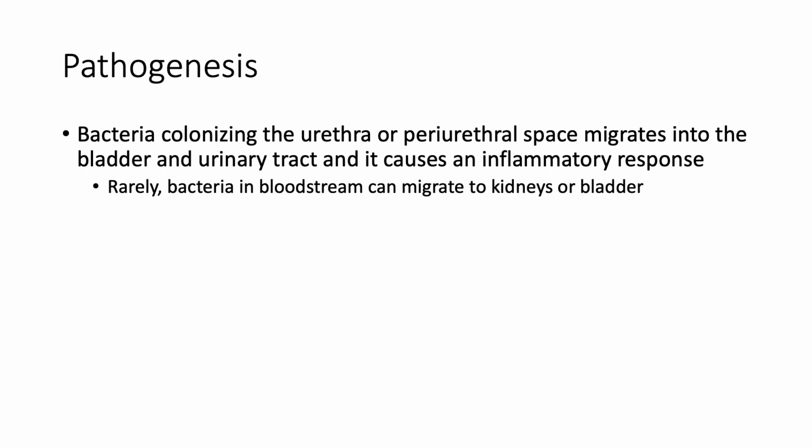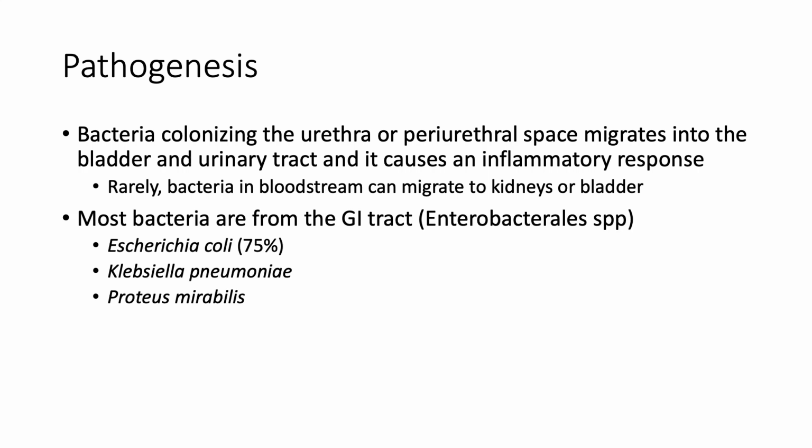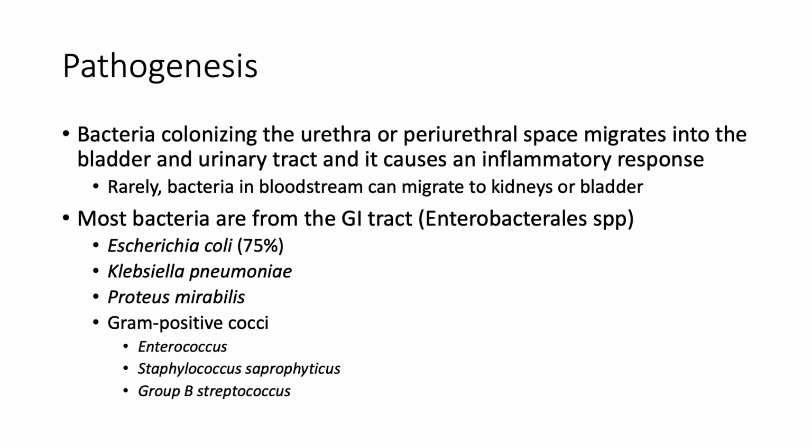Rarely you can have bacteria in the bloodstream, like Staphylococcus aureus, that migrates to the kidneys or bladder, but that is much less common. Most of the bacteria that we're dealing with are coming from the GI tract, so there are these Enterobacterales species, and E. coli is by far the most common bacteria in urinary tract infections. But you might also see Klebsiella pneumoniae and Proteus and other pathogens from the GI tract. And then you also see gram-positive cocci like Enterococcus, which also comes from the GI tract, Staphylococcus saprophyticus, and sometimes you'll see group B Streptococcus.